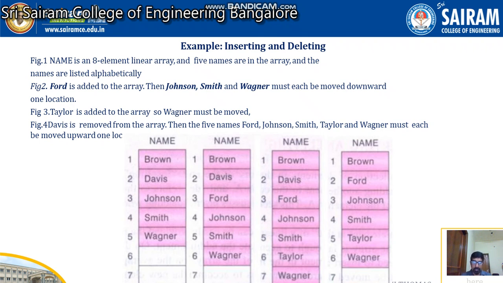Look at the third picture. In the third picture, we have added a name called Taylor. Taylor was not there. Taylor is added at the sixth position. To do this, we have moved Warner to the seventh place, so that we got an empty place where we can insert Taylor.